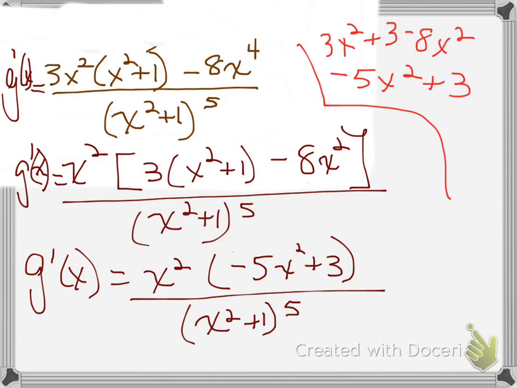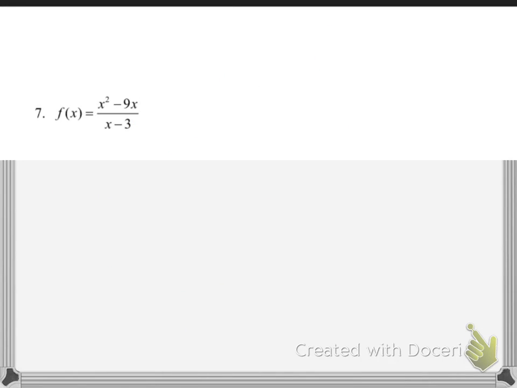Let's go on to problem 7. Okay, here's another quotient rule. So let's see. Can I factor anything here before I do my work? I really can't, because I'm going to have x minus 9, not x minus 3 up top. So no. Always think, can I make this a simpler expression before I start taking the derivative? And I really can't. So we're going to go ahead and get started.